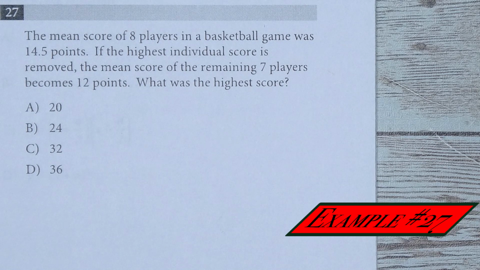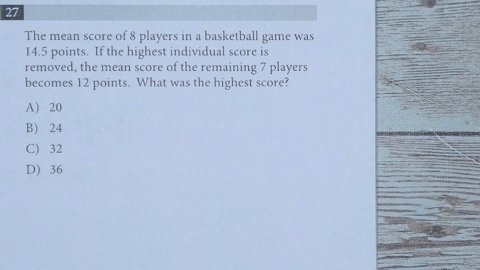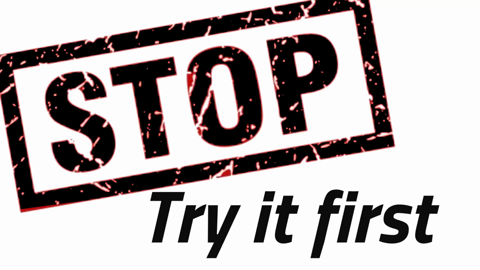The mean score of 8 players in a basketball game was 14.5 points. If the highest individual score is removed, the mean score of the remaining 7 players becomes 12 points. What was the highest score?